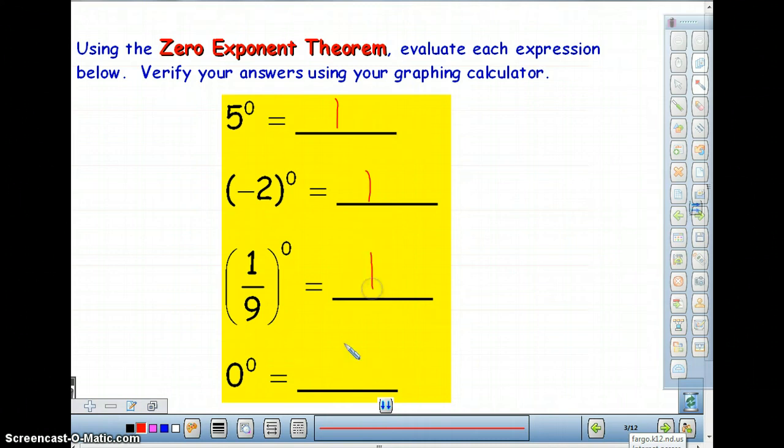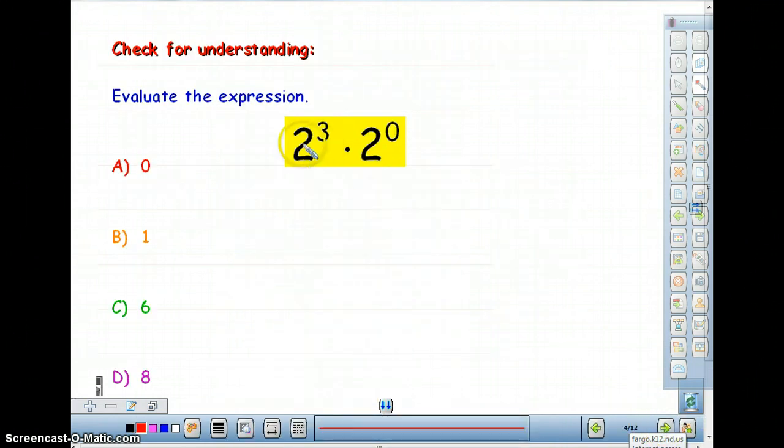1. Okay, the only time that they're going to try to trick you is if it's 0 to the 0 power, we're still going to get 0. But that's the only time that it's not 1, is if that number is a 0. So if I have 2 to the 3rd here, I get 8 times, what's 2 to the 0 power? Well, 2 to the 0 power is 1, so 8 times 1 is going to be 8.